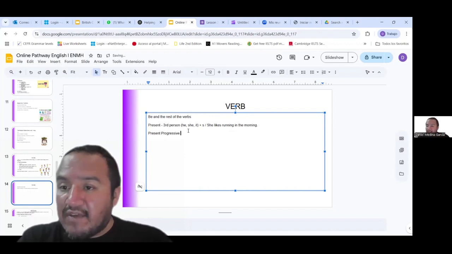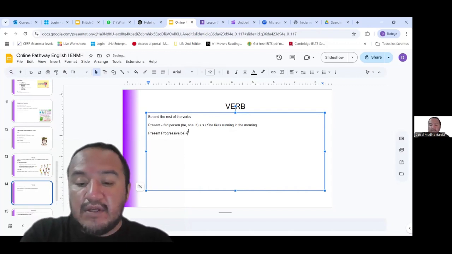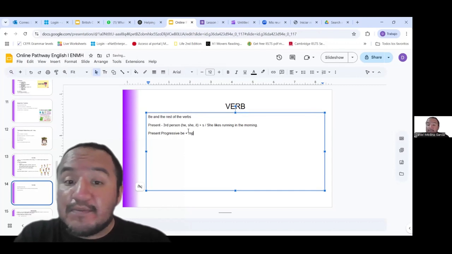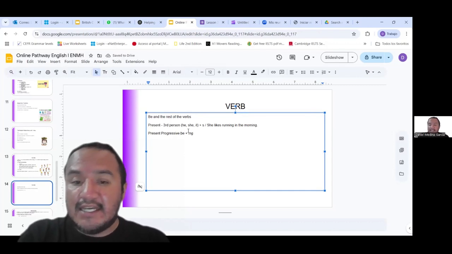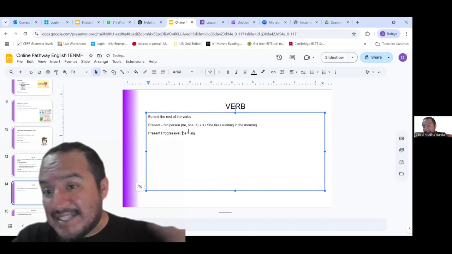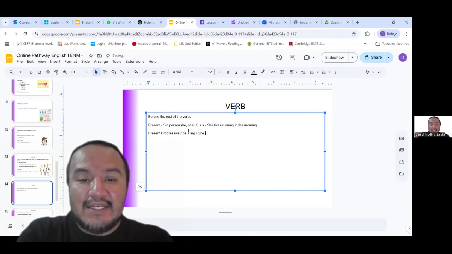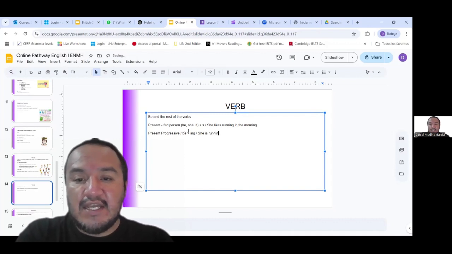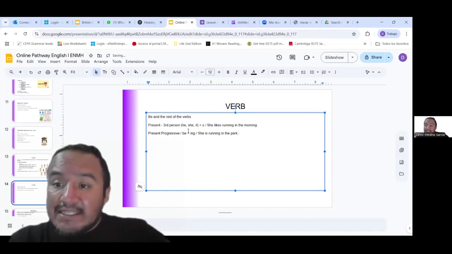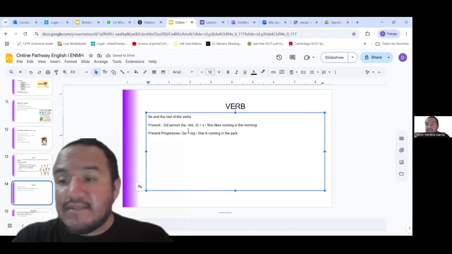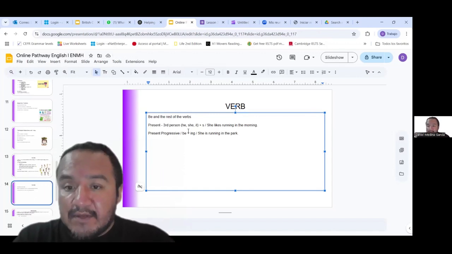In this case, we're going to have a combination of the verb to be plus an ing, but this verb to be has to be in present, yes? Because if we have it in past, it becomes past continuous. And you say, she is running in the park. In which moment? Right away. While present simple talks about routines, present progressive talks about actions happening at the moment of speaking.